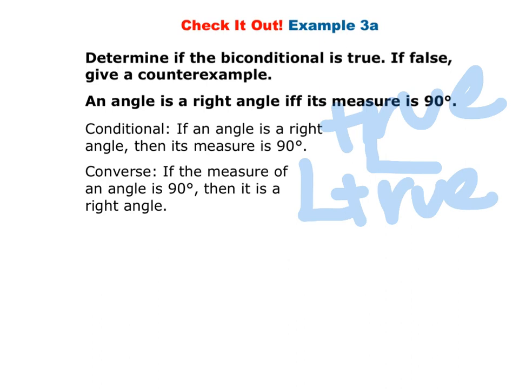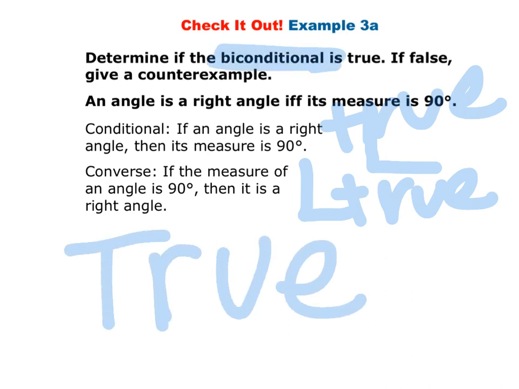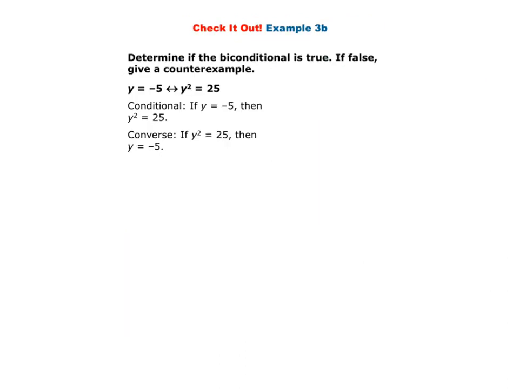So therefore, our biconditional, the whole thing, would be true. Our biconditional is true because the conditional is true and the converse is true.